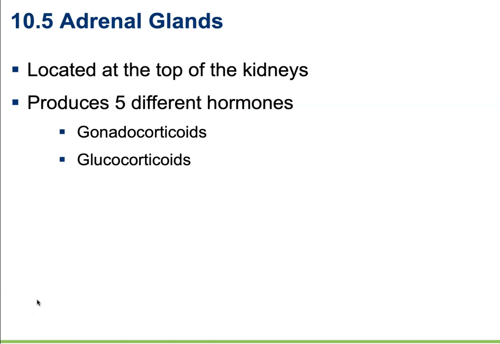Then we have glucocorticoids. These are going to affect glucose homeostasis. They're going to act on the liver to promote the conversion of fat and protein into intermediate substances that could eventually be converted into glucose. This is also going to play a role in inhibiting the inflammatory response.